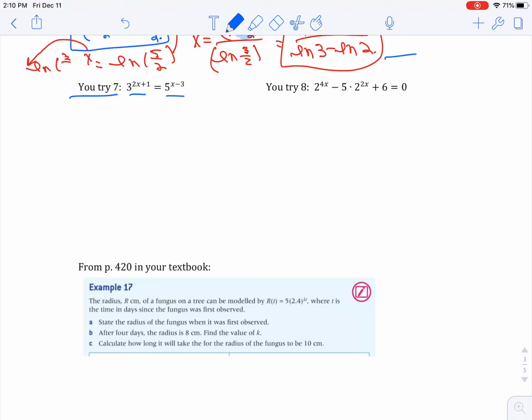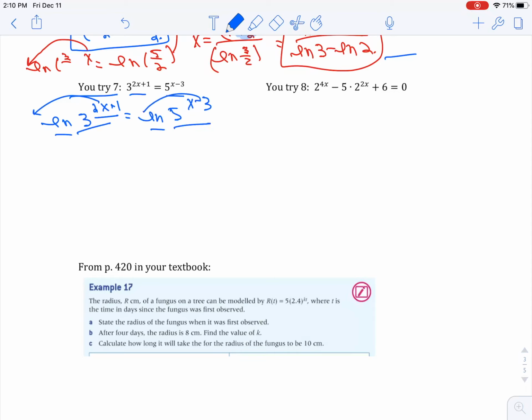We don't have to isolate any exponentials, they're already by themselves. So I'm going to take the natural log of both sides, so I have the natural log of 3 to the 2x plus 1 is equal to the natural log of 5 to the x minus 3. So remember that the next step is to take this and bring this in front, because if you have the log of a power, you can bring the exponent in front.